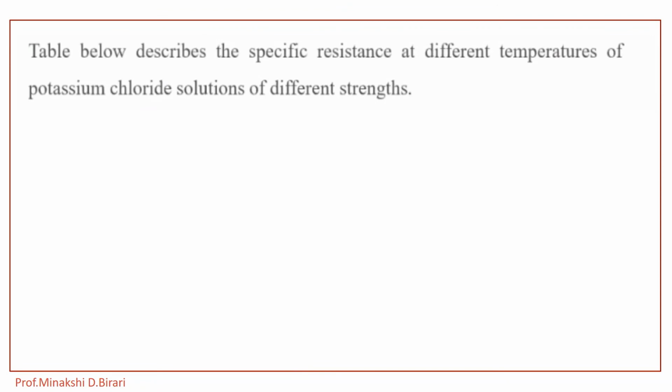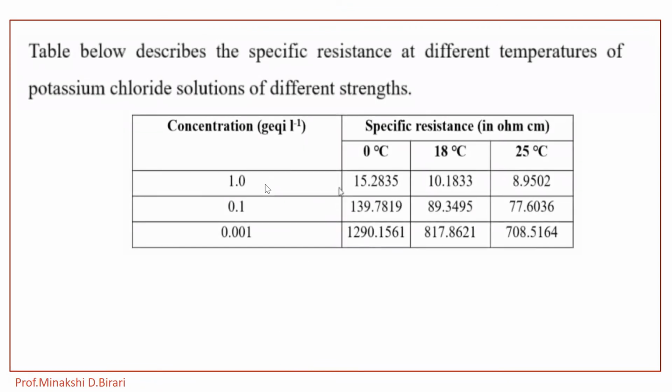The given table represents the specific resistance at different temperatures of potassium chloride solutions of different strengths. In this table, the concentration of potassium chloride solution and the specific resistance in ohm centimeter are observed at 0 degree Celsius, 18 degree Celsius, and also at 25 degree Celsius. So this table describes the specific resistance at different temperatures of potassium chloride solutions having different strength.